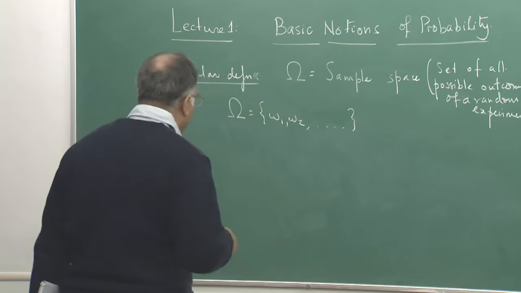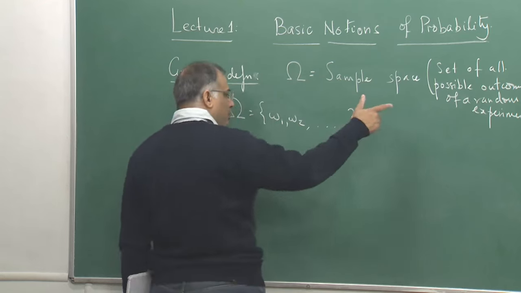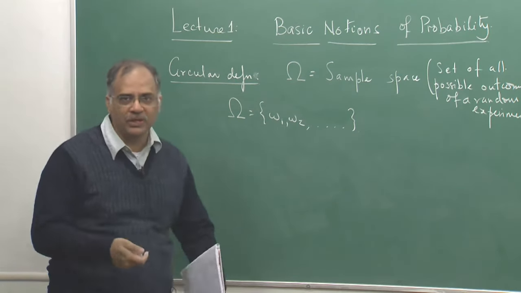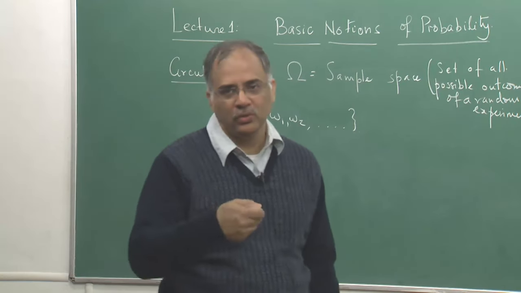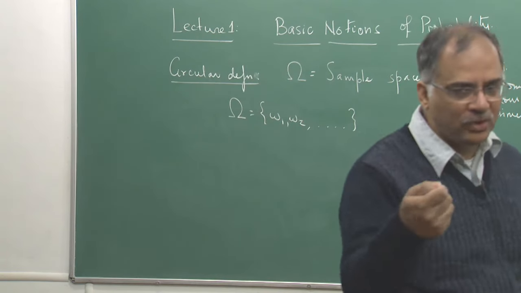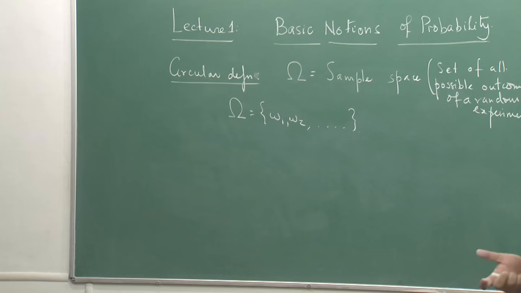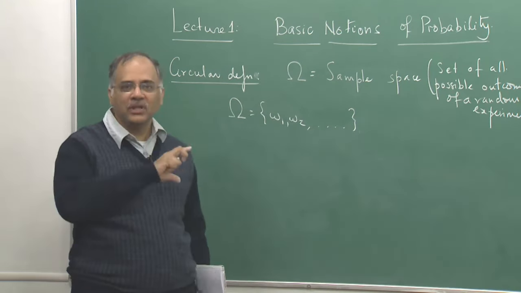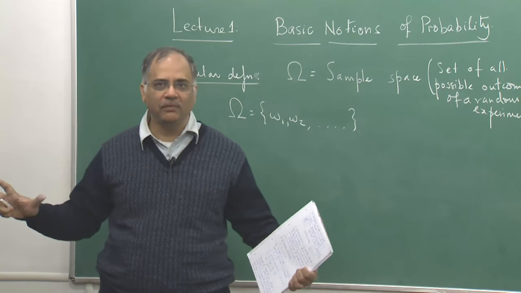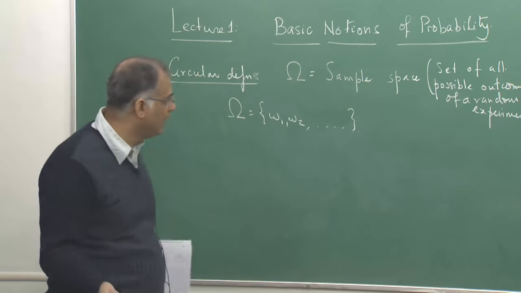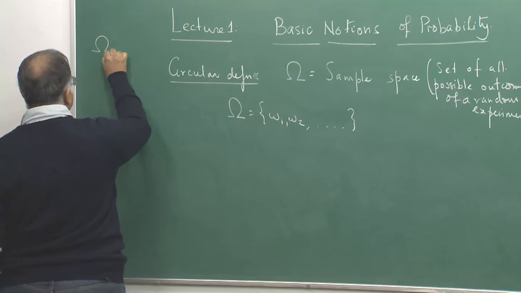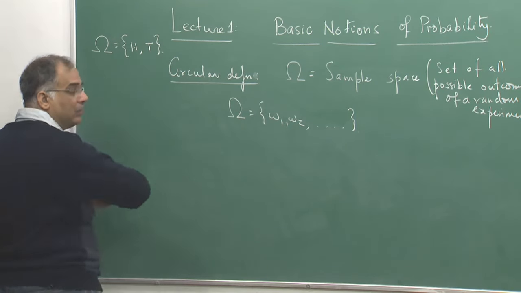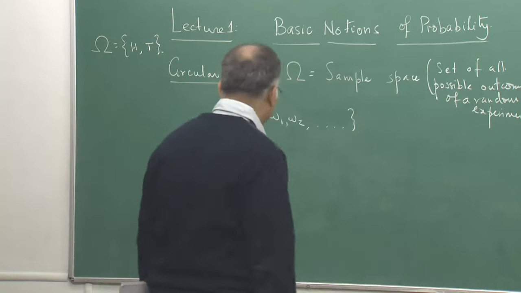These omega 1, omega 2, omega 3, omega 4, which are the outcomes of a random experiment, are mutually exclusive. Means if omega 1 takes place, omega 2 does not, if omega 3 takes place, omega 4 does not, and so forth. Exhaustive means this set of outcomes contains all possible outcomes in the random experiment, like head and tail. If you take the tossing of a coin, then your sample space would be written like this: head or tail.